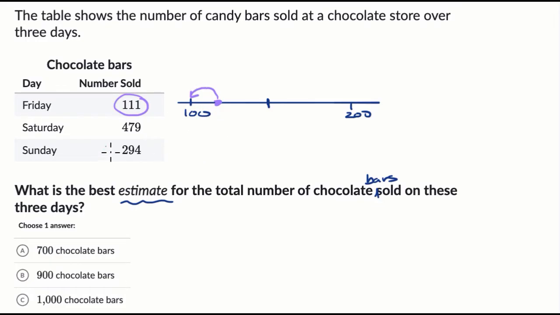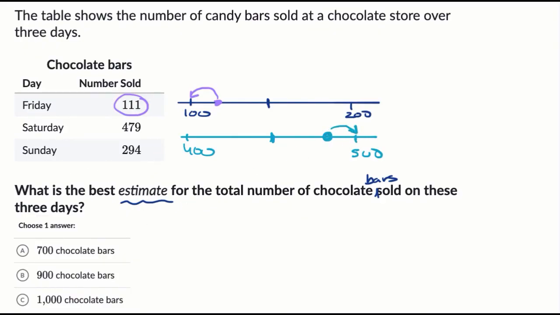Now we can do the same thing with Saturday. We can see that's between 400 and 500. If this is 400, this is halfway, this is 500. Where would this number be? It would be roughly right around here someplace. So it's more than halfway from 400 to 500, beyond this midpoint. Another way to think of it is closer to 500 than 400. So I would estimate this as 500.